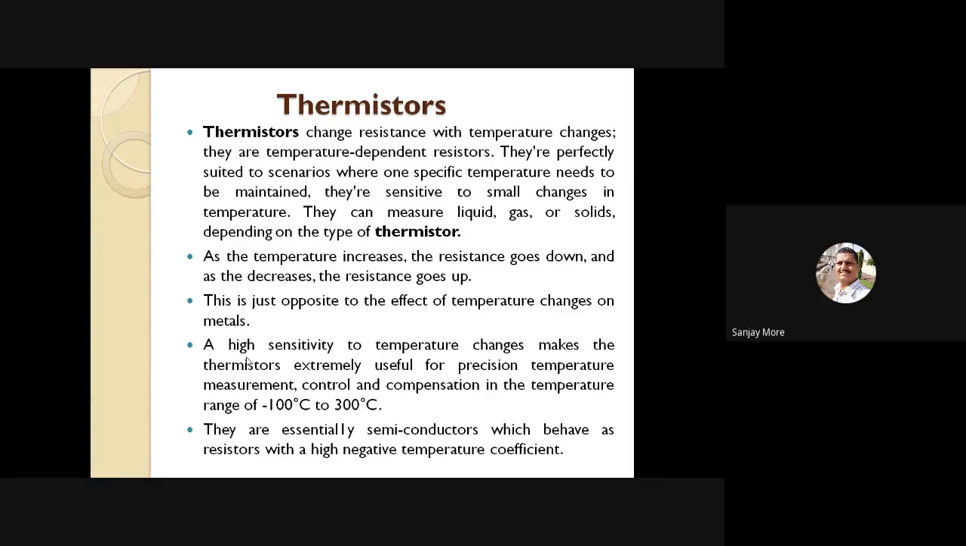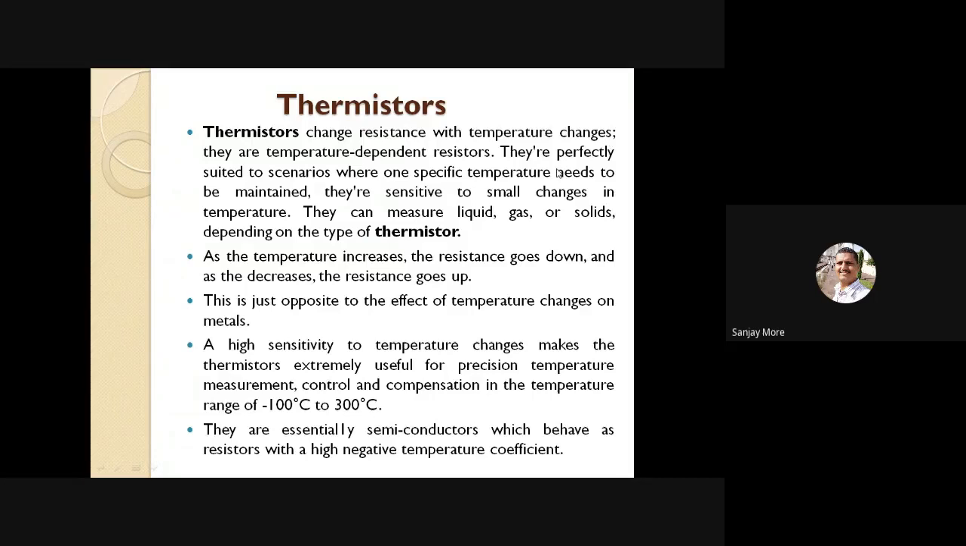So here are the details: principle, construction, working, and advantages and disadvantages of the thermistor. See the principle of thermistor. It changes resistance with temperature changes. See this line: thermistor changes resistance with temperature changes. Okay. The resistance is temperature dependent.